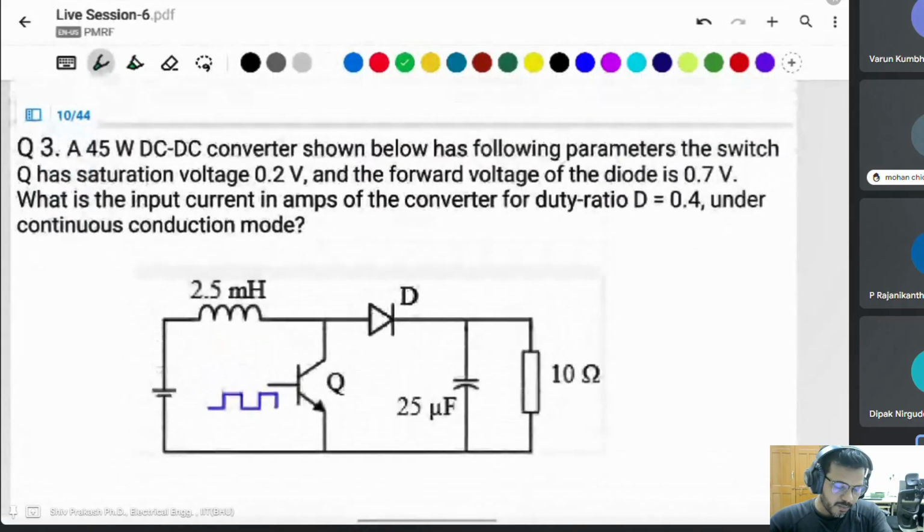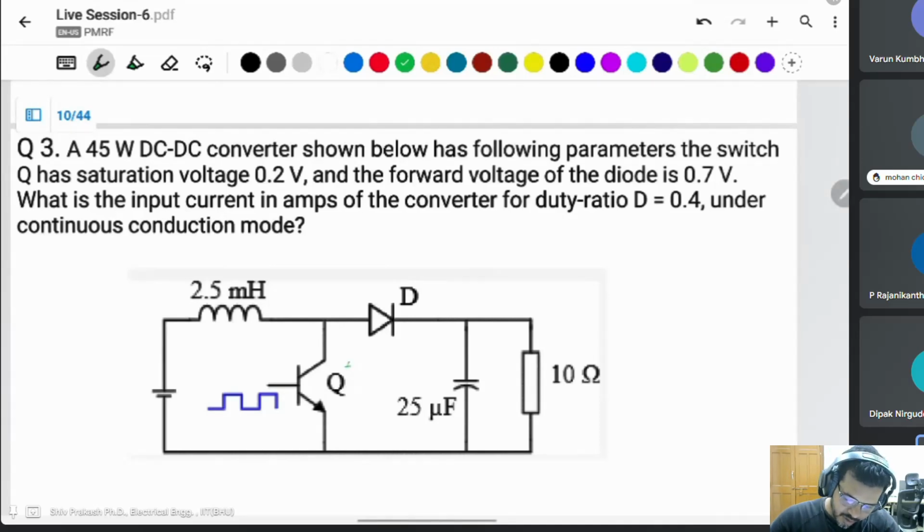The next question is given as a 45 watt DC-DC converter shown below. This is the boost converter. It has the following parameters. The switch Q has a saturation voltage of 0.2 volt, which is the voltage drop when the switch is on, and the forward voltage of the diode is 0.7 volt, which is a voltage drop of 0.7 volt. What is the input current in amperes? Input current is the same as IL, in amperes, of the converter for a duty cycle of 0.4 under the continuous conduction mode.